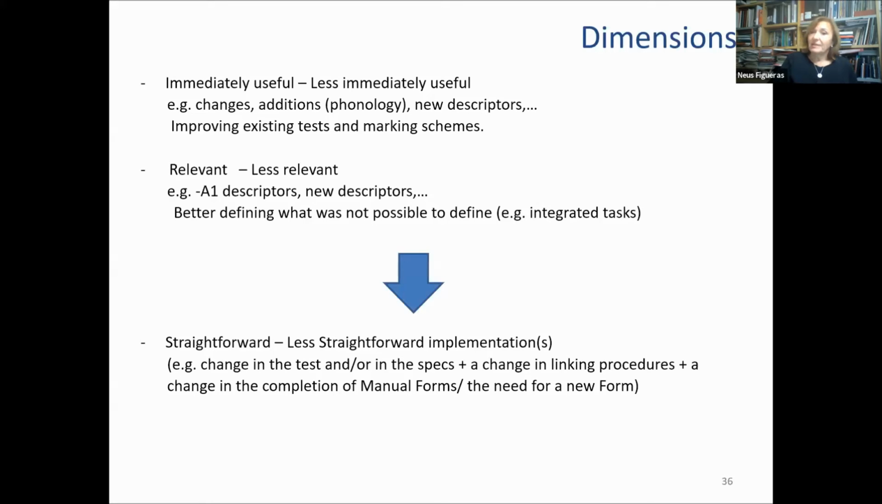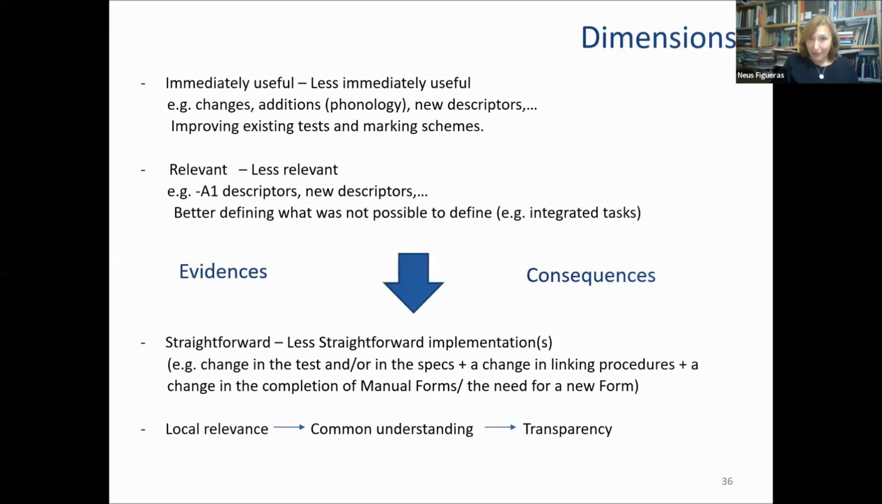Or is there a change? Do we need a new form in the manual that contemplates the use of certain descriptors? I'll have a look at some examples now. In any case, there seems to be a movement towards a higher local relevance, which will challenge common understanding and demand transparency. And this transparency asks for evidence, and a good, well-researched system will have its consequences.